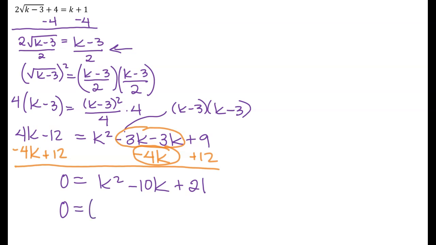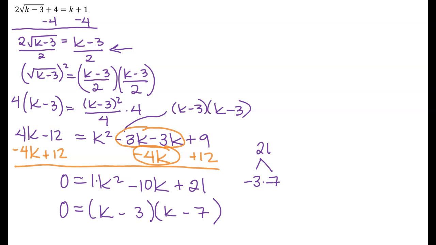This is another nice one. It's a 1 in front of the k squared, so this should be pretty easy to sort out whether it factors or not. I'm looking for factors of 21 that add up to negative 10. And that sounds to me like, what's 21? 3 times 7 would give me 10. If I want it to be negative, they need to be negative 3 and negative 7. So (k minus 3)(k minus 7).